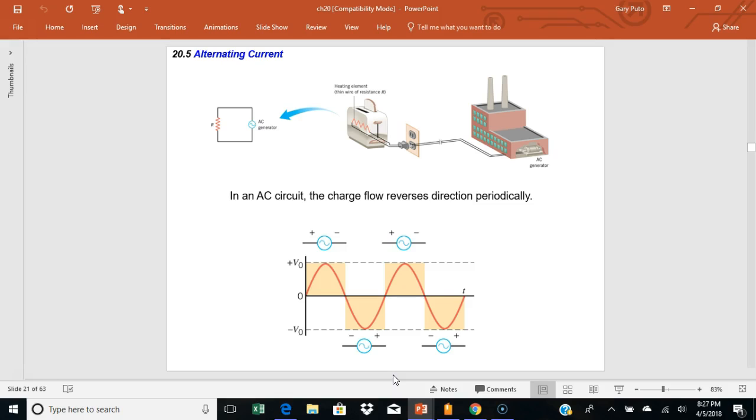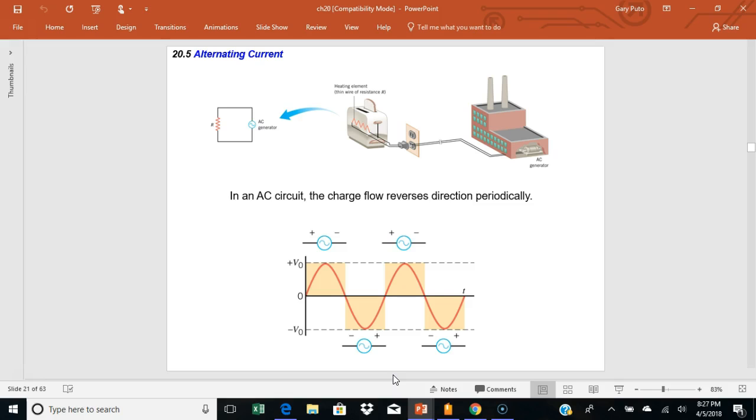We talked about two types of current: alternating current and direct current. The current coming into a household is alternating current. It's the most common type. Remember what alternating current is? The flow reverses direction periodically. It goes back and forth. So AC circuits are basically circuits with resistors.